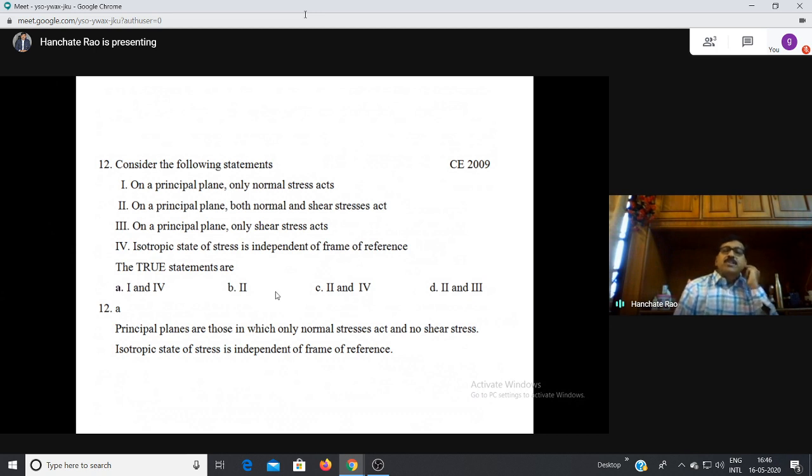Isotropic state of stress is independent of frame of reference. Because in an isotropic state of stress, the properties are the same in any direction, so there is no need of any reference direction. So statement 4 is correct. Which are the two true statements? On a principal plane only normal stress acts, this is correct. So 1 and 4 are correct. So the correct answer is A.